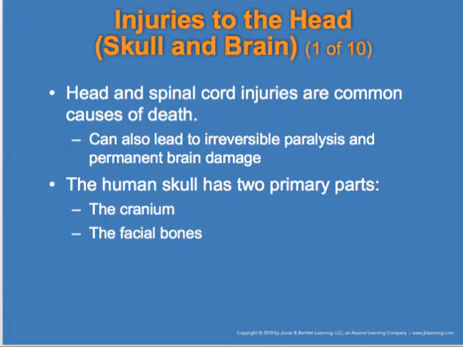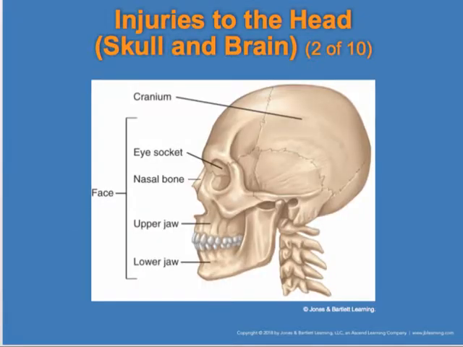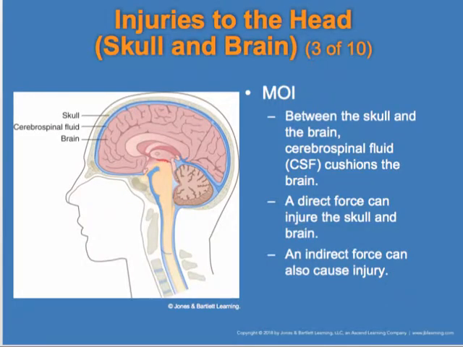This causes a pretty nasty, significant issue for the patient. So let's talk a little bit about some of the anatomy and physiology, right? The human skull has two primary parts, the cranium and the facial bones identified here. The reason we need to know that is some of them are removable, some of them aren't, and it's important we know how a lot of these working parts function.